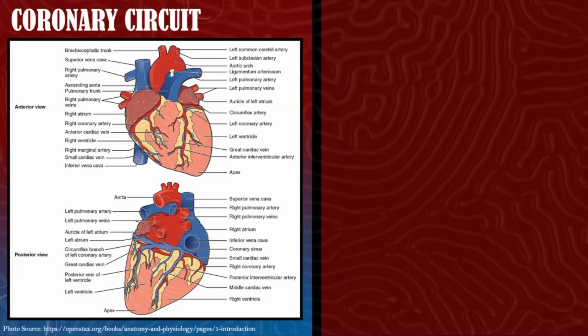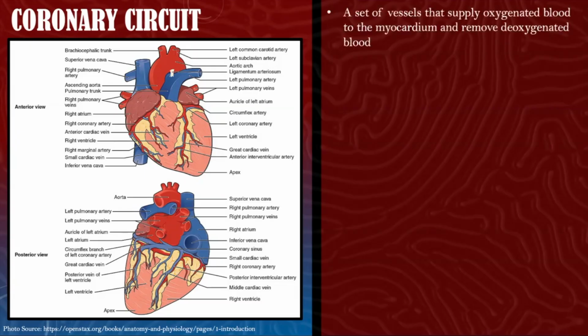Now let's talk about the coronary circuit. So we've been talking about the systemic and pulmonary circuits primarily with that blood flow through the heart, but we also have the coronary circuit, which is how the myocardium gets supplied with oxygen and nutrients. It's a set of vessels that supply oxygen-rich blood to the myocardium and then remove oxygen-poor blood from it. And it helps by bringing oxygen and nutrients to the cardiomyocytes in the myocardium and then also remove any waste.